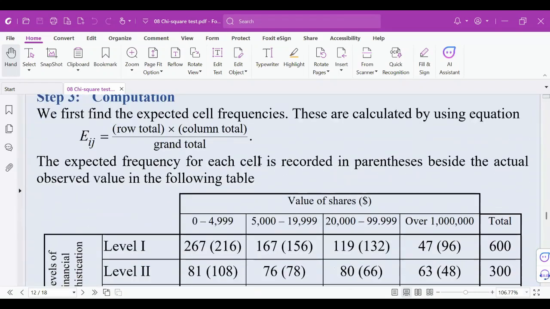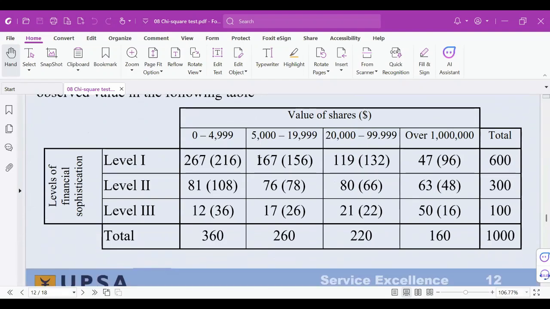So we come to the computation. We have the observed values. I determine the expected values. Are you seeing it? So how did I get this 216? How did I obtain the 216? Who can tell me how we obtain the 216 here?